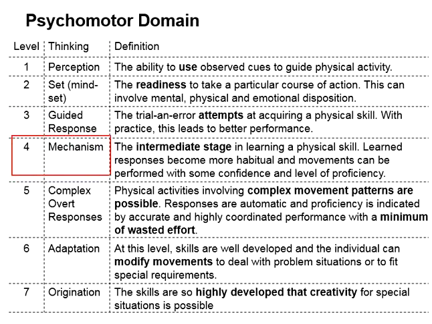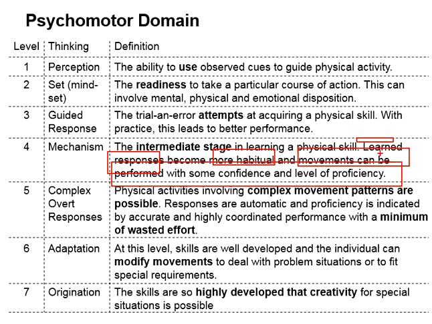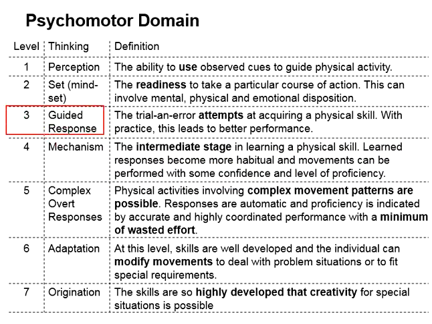The next level will be mechanism. This will be the intermediate stage in the learning of a physical skill. Now the learned response becomes more habitual and movements can be performed with some confidence and levels of proficiency. The main difference between 3 and 4 will be the levels of confidence and proficiency. As long as the students can copy and reproduce certain guided responses, this will be considered level 3. Now without any guidance, students may carry out that response by themselves. This will be considered level 4.